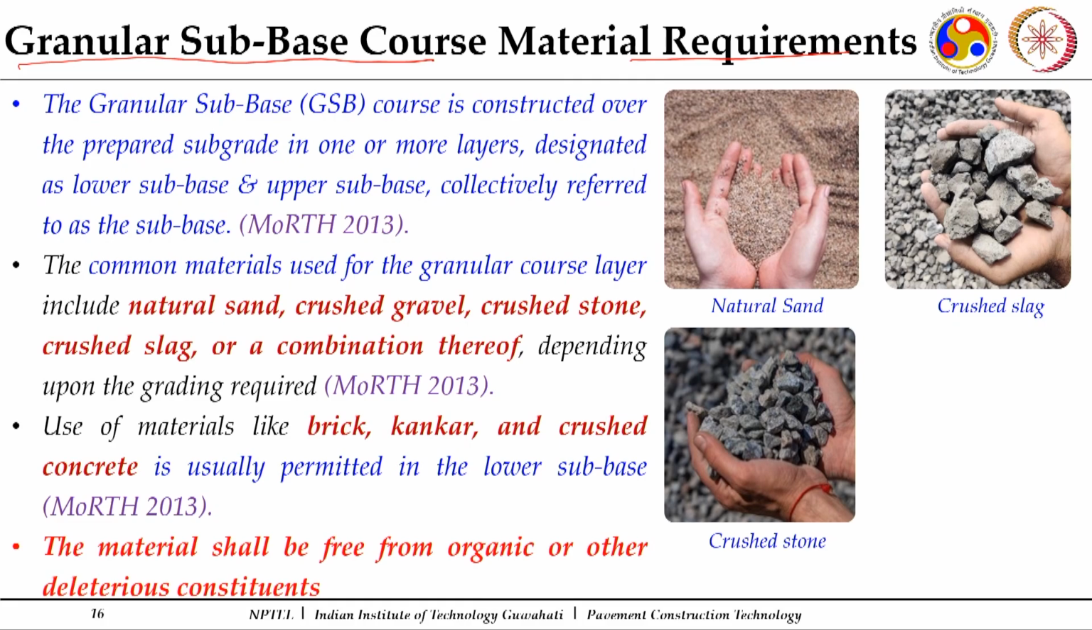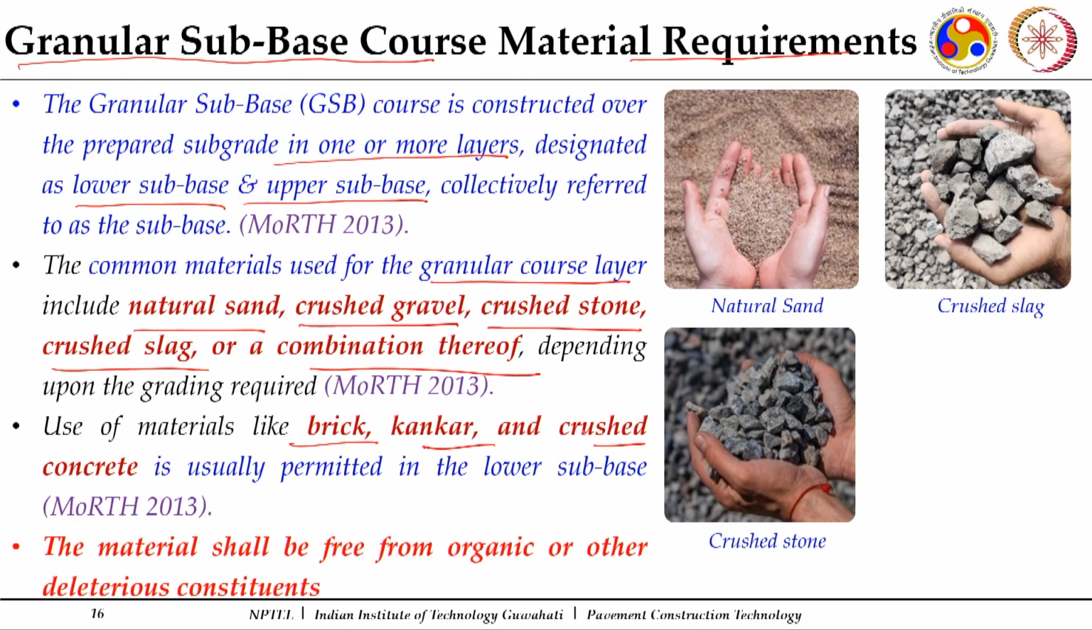We already discussed that this granular sub-base course can be constructed in one or more layers, with a lower subbase and an upper subbase, and it can be constructed in one layer also. What materials can be used in it? For the granular course you can use natural sand, crushed gravel, crushed stone, crushed slag, or a combination of these, depending upon the availability of the material near the construction site.